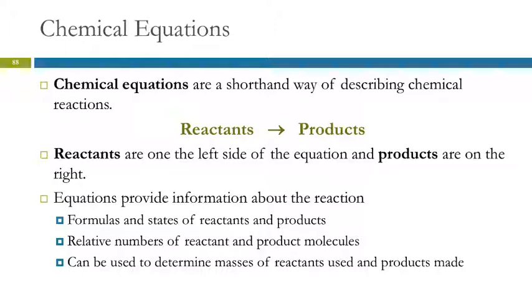There is a lot of information about the reaction. We've got the formulas of the reactants and products. Oftentimes we have the physical states, gas, liquid, solid, or aqueous. We're going to have the relative numbers of reactant and product molecules. And we can use a chemical equation to figure out, well, if I started with this many grams of my reactant, how many grams of product could I make? And that's a very practical sort of question.